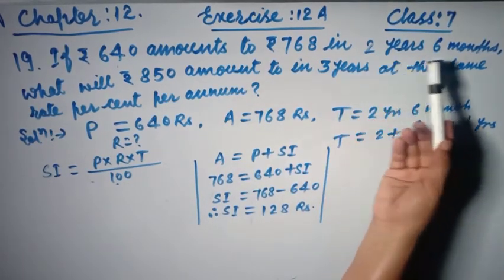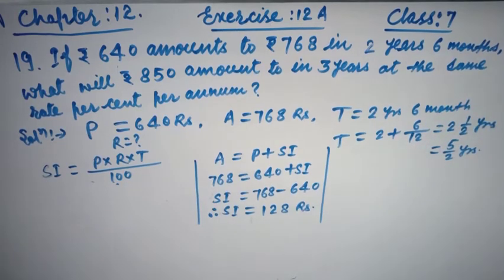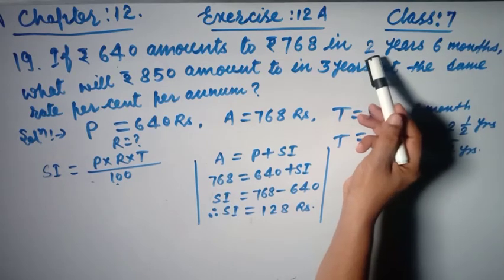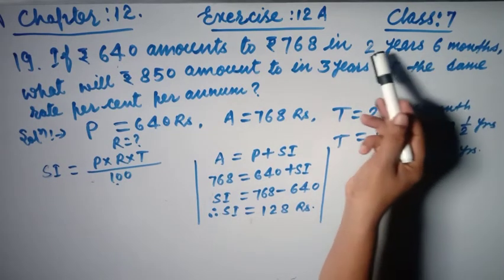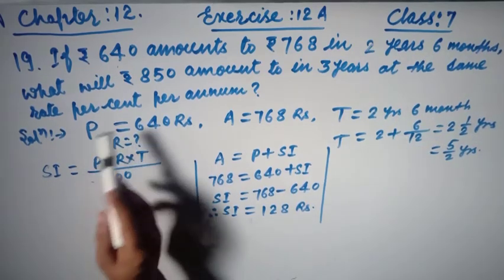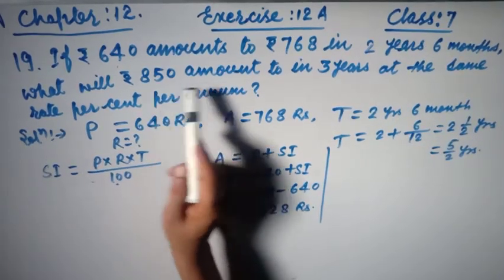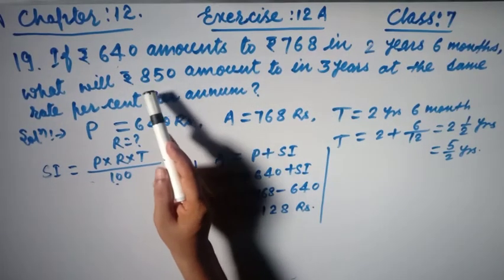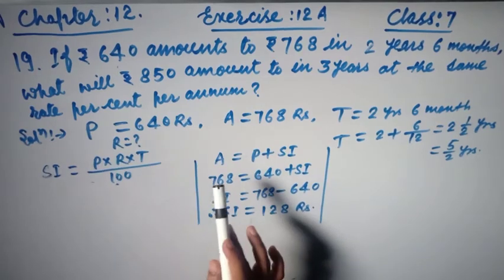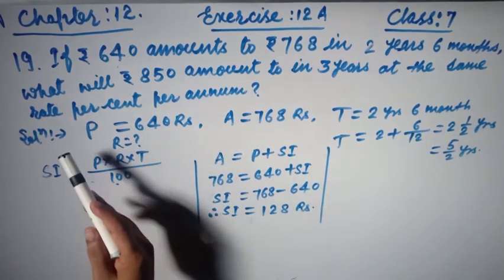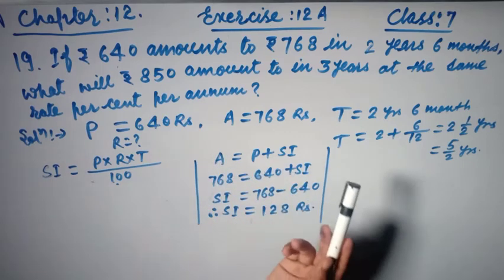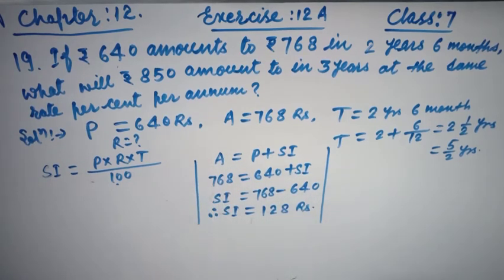That means we can say 2 years and 6 months means 2 years and half a year, that means 2.5 years. What will 850 rupees amount to in 3 years? The question says after 3 years the amount will be some value for the same rate. So we have to find what 850 rupees amounts to in 3 years at the same rate percent per annum.